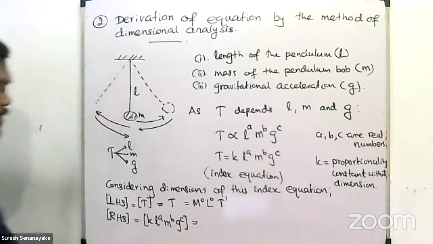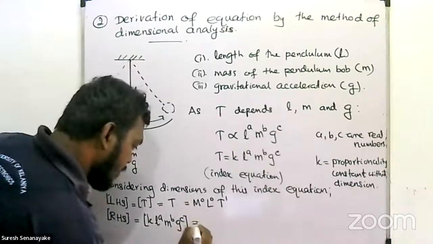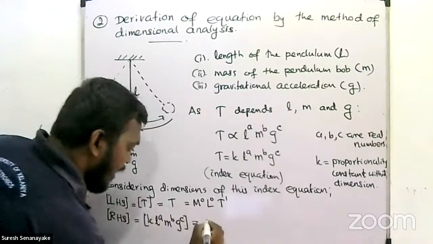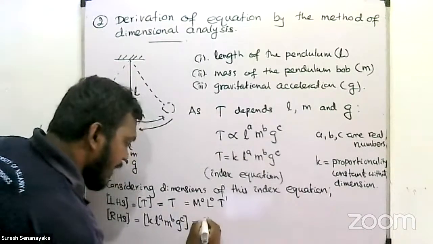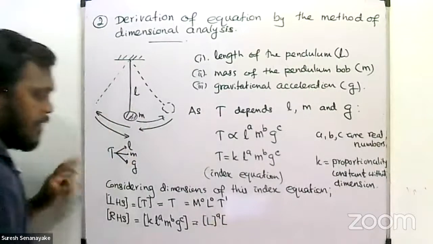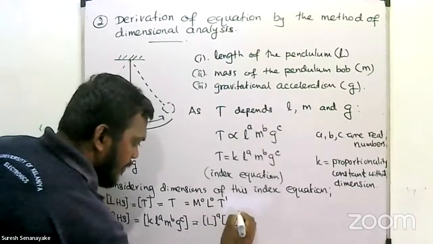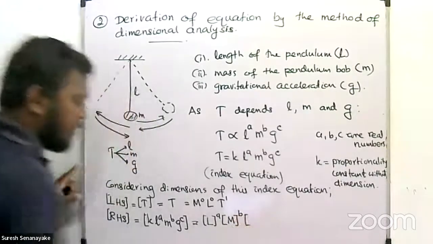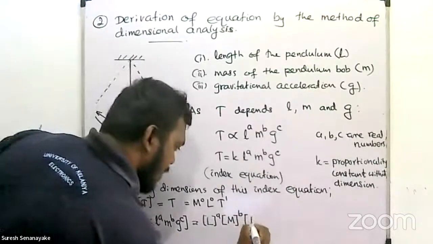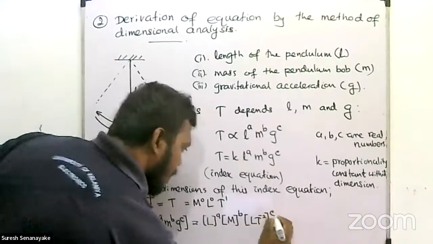Now you can consider the dimensions of the other quantities. K has no dimension. L is the length. Length has a dimension L, so it's to the power A. And M is the mass. The dimension of mass is M to the power B. G is the acceleration. Its dimension is L T to the minus 2, to the power C.